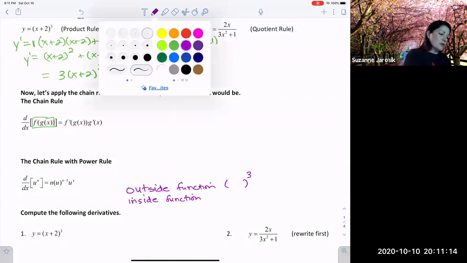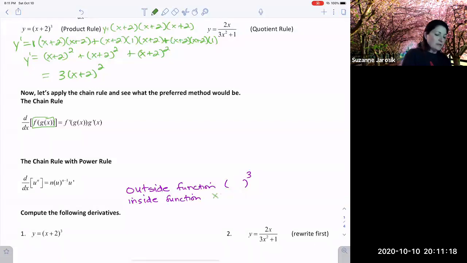Inside function would be then x plus 2. Right? So if you want to think of the outside function as something cubed, I don't like to say necessarily it's always an x, just because the x's then get a little confused. But our outside function is something cubed, and then the inside function is x plus 2.